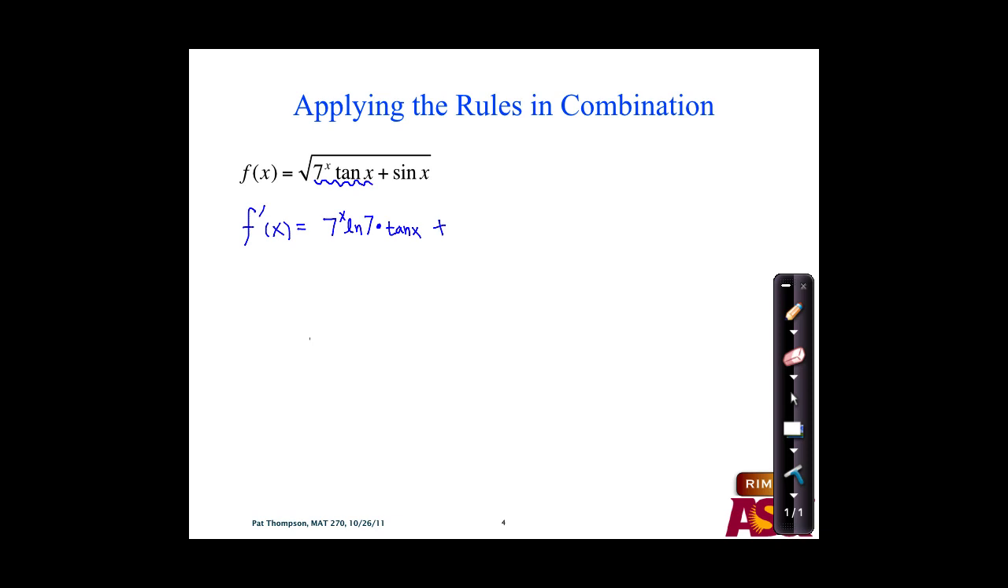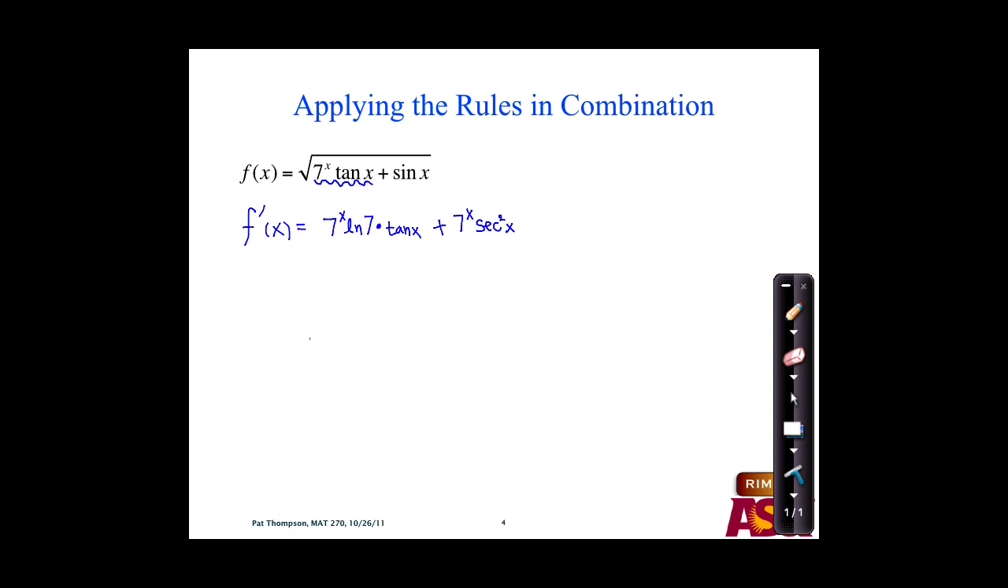But the other half of the product rule is the original first half and the derivative of the second half, which we already worked on today, secant squared. The derivative of tangent is secant squared. Tangent of x gives us secant squared of x, and that's the end of the story.